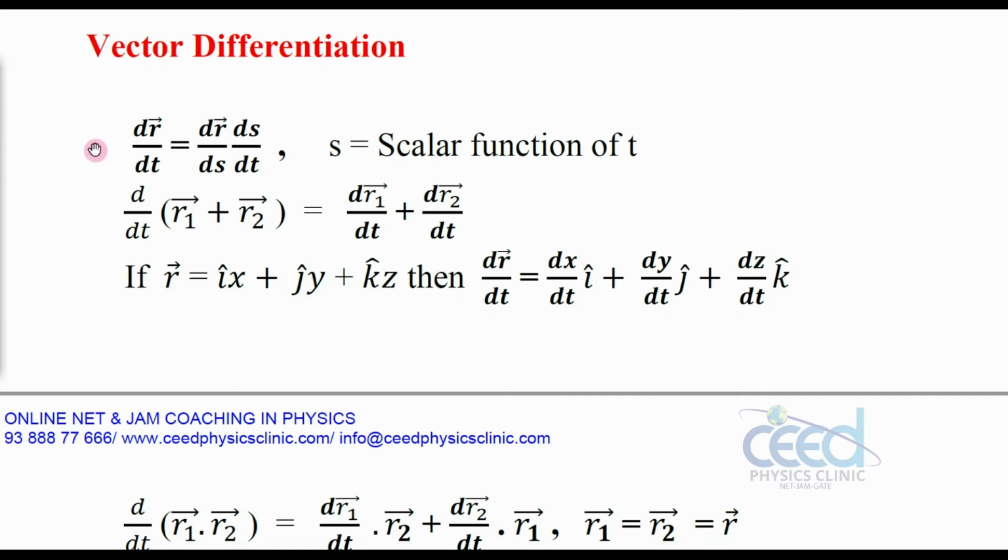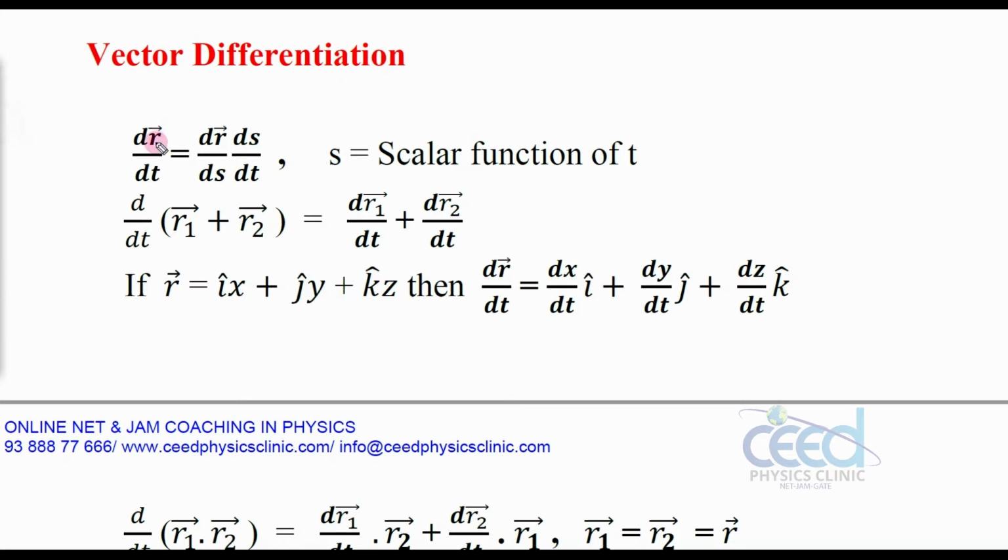See, dr by dt, here you can see this formula, and instead of differentiating the sum of two vectors r1 plus r2, you can differentiate them separately. And if you have a vector r equal to x i cap plus y j cap plus z k cap, to differentiate this you can differentiate each component separately: dx by dt i cap plus dy by dt j cap plus dz by dt k cap.